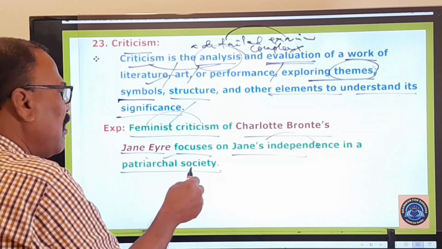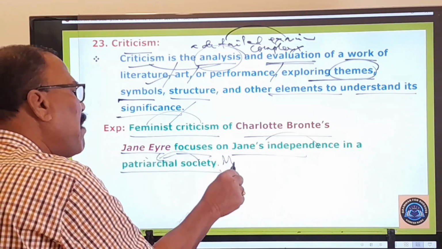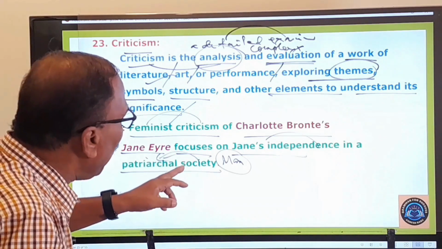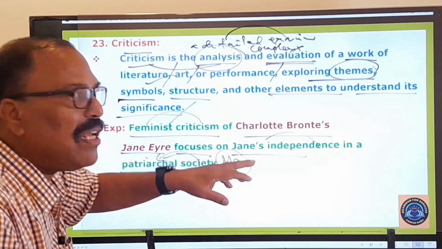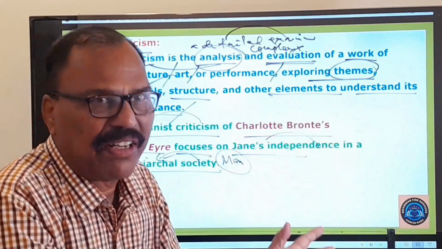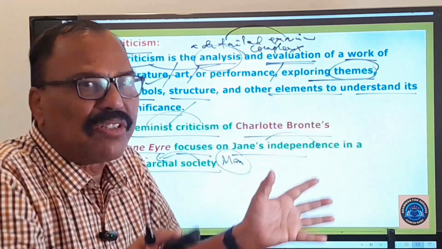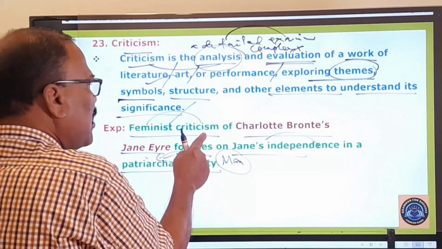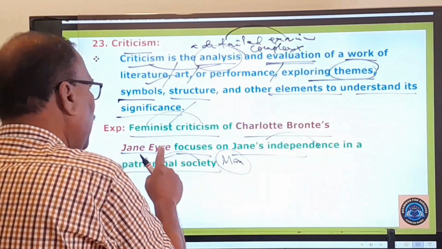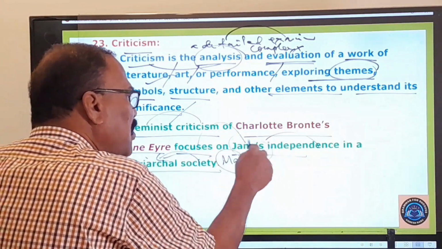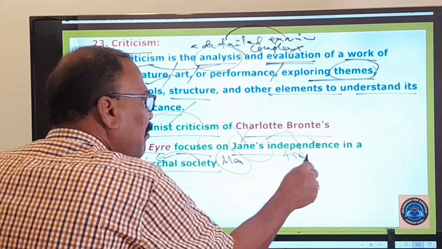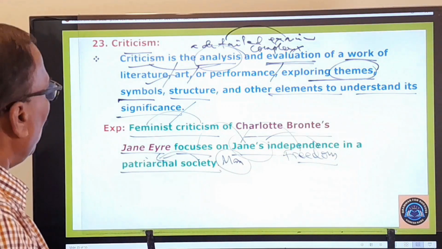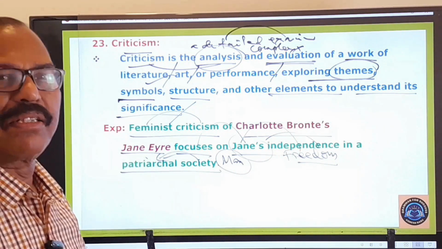Patriarchal society means the society dominated by man. That is called patriarchal society. So in that patriarchal society, this Jane wants full freedom for her. She wants to move in that society with full freedom. And here, this feminist criticism of Charlotte Brontë's Jane Eyre focuses on Jane Eyre's freedom or independence in this patriarchal society. Okay, and this is about criticism.